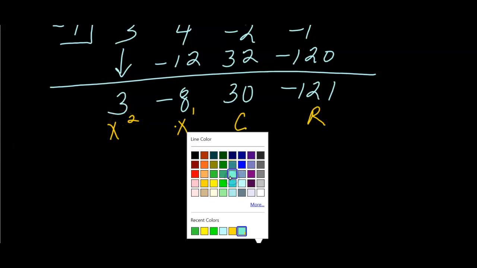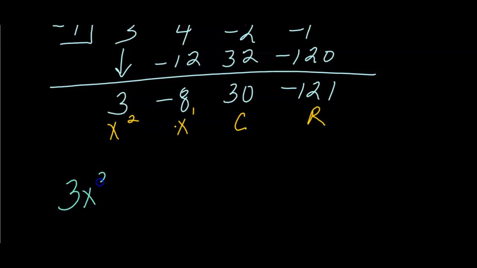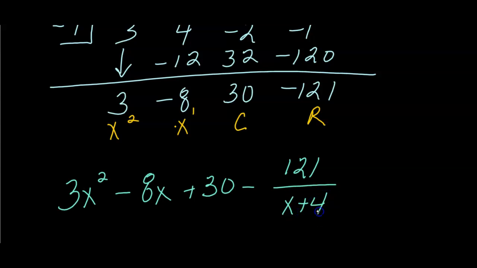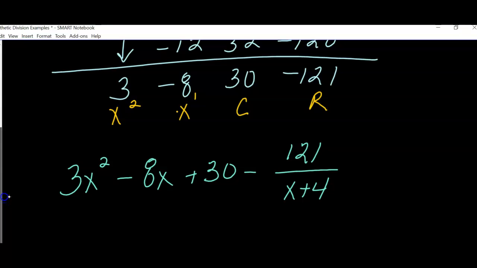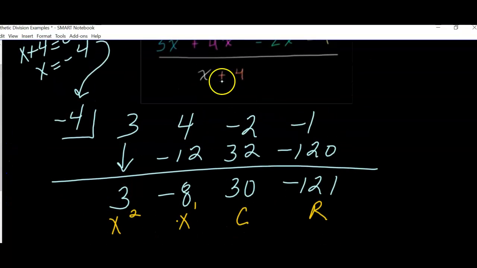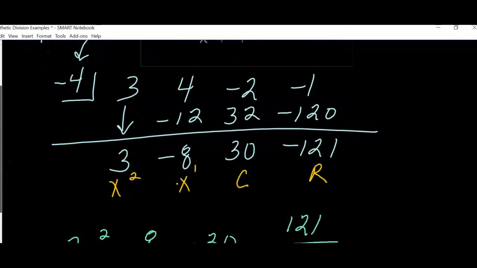So your final answer, 3x squared minus 8x plus 30, and then we have this constant, or this remainder here. It's a negative number, so we're going to have minus the fraction of 121 over x plus 4, because x plus 4 was our divisor. The x plus 4 is what goes on the bottom of that fraction.